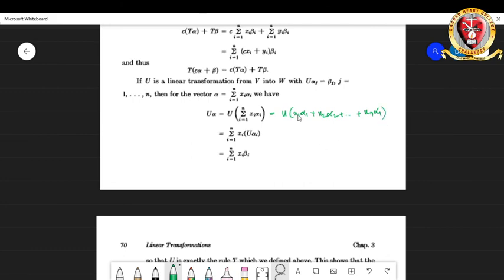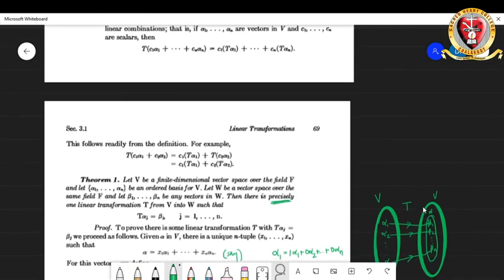So since U is a linear transformation and x1, x2, etc. xn are coefficients, you can take them out and get like this. x1 into U of alpha 1 plus x2 into U of alpha 2 plus etc. plus xn into U of alpha n. And that is nothing but x1 into U of alpha 1 is beta 1, plus x2 beta 2 plus etc. plus xn beta n, which is written in the summation form like this. And that is nothing but what we defined earlier, that is T of alpha. So that means U is identically equal to T.